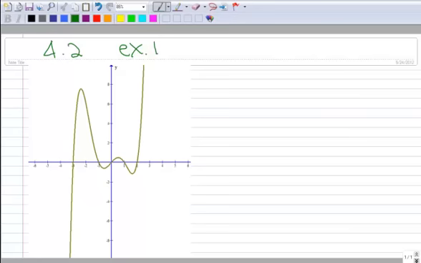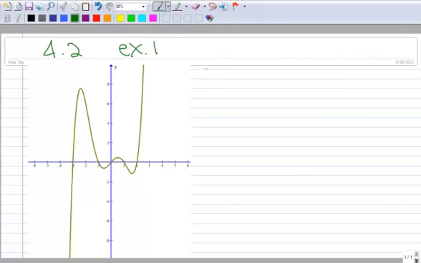All right, so here's an example of pulling everything together. Here's a graph of a polynomial, and we need to state the degree of the polynomial. That's kind of the whole goal, is to know the degree of the polynomial. And when we get into solving these, you'll see why it's important to know the degree.